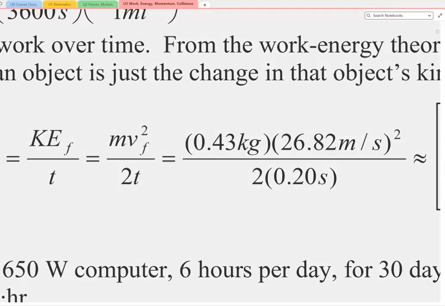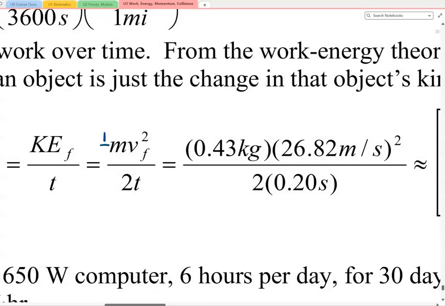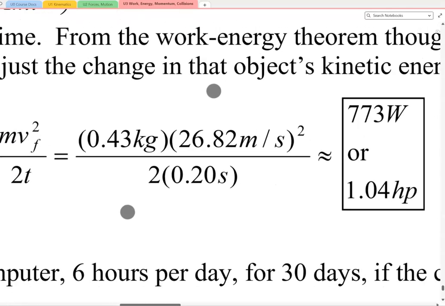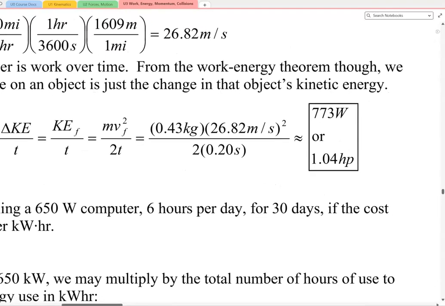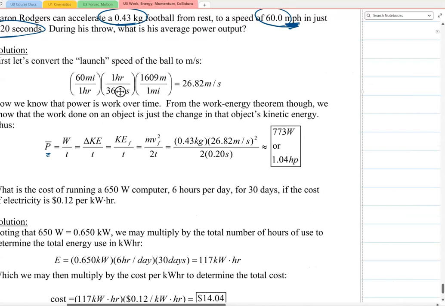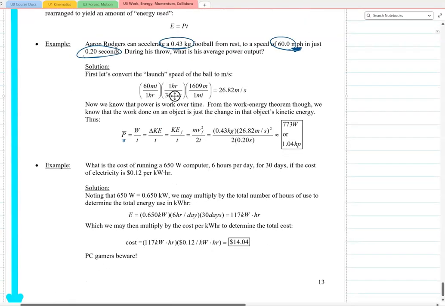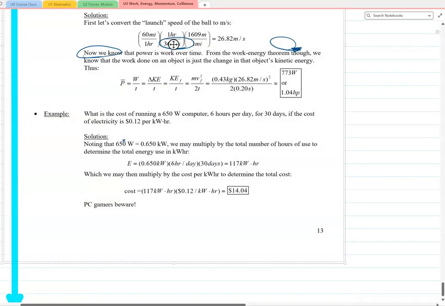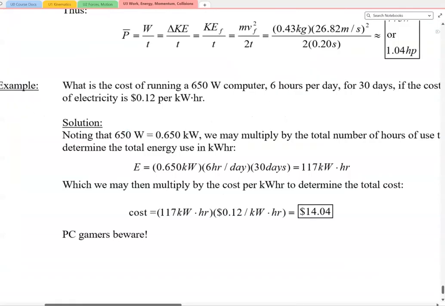The textbook chose to move the 1/2 that was in the numerator and split that into the numerator and the denominator of the existing fraction. So there's our 1/2. It is accounted for. Mass velocity squared, substituted quantities. It looks like the computed result ends up being 773 watts, or about 1 horsepower in that throw. So that's kind of interesting. Lots of power, we can say, in the arm of an NFL quarterback.